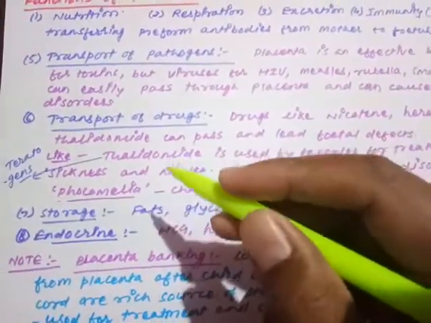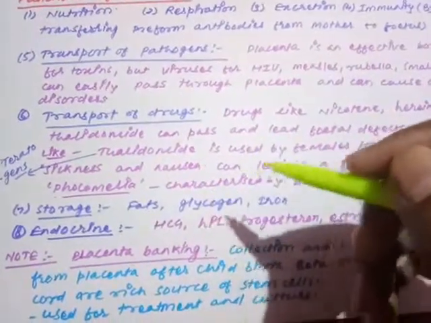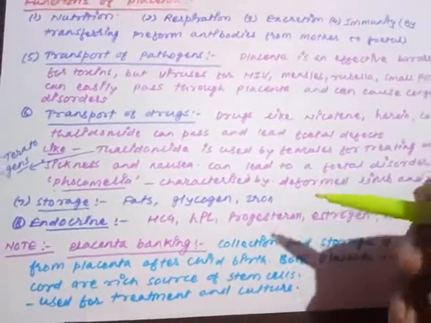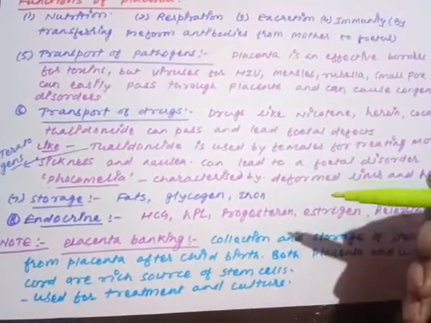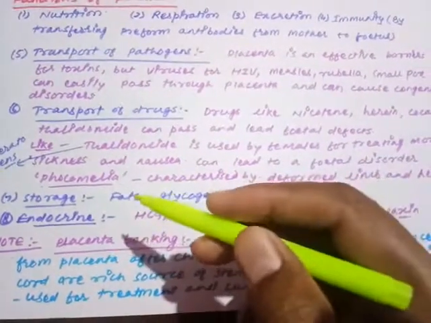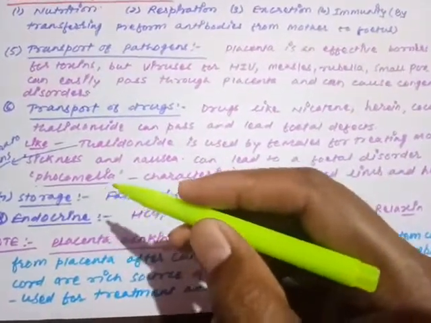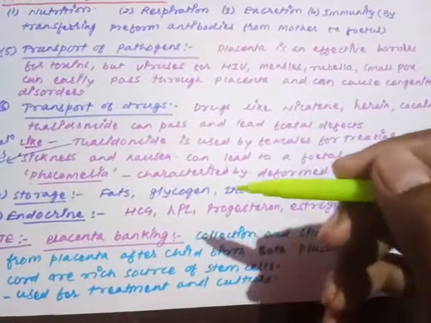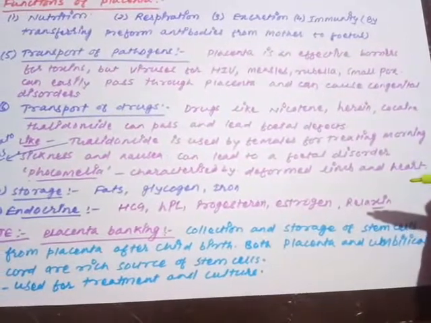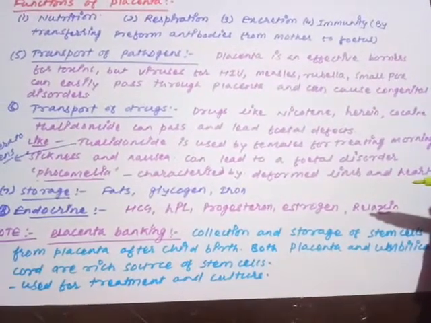So thalidomide works as a teratogen that is usually used for the treatment of morning sickness and nausea, but when it reaches the fetal blood, it can lead to a kind of disorder called phocomelia. Phocomelia is a kind of limb disorder characterized by deformed limbs and heart disorder also. Heart is not proper in such cases.